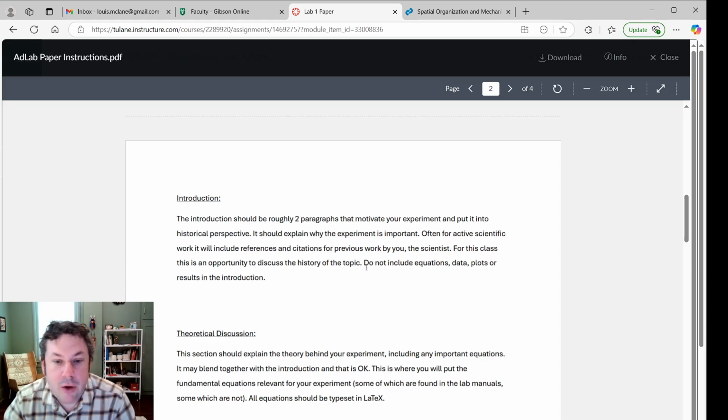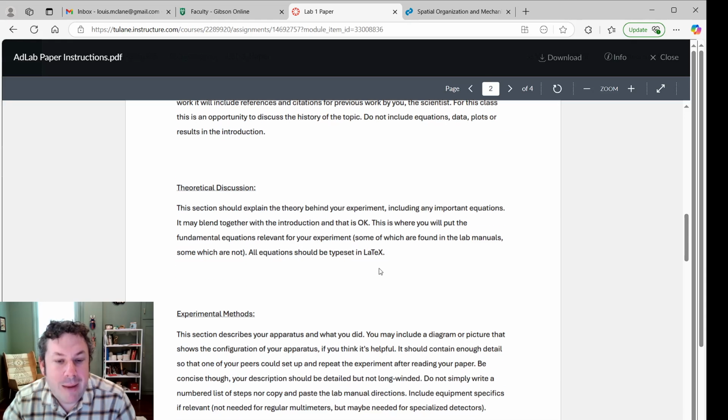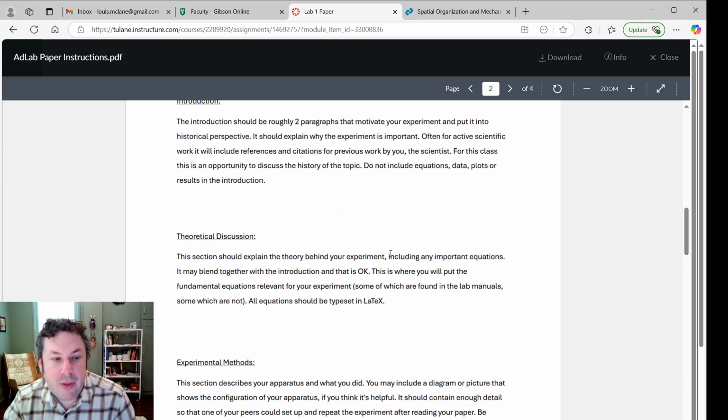You're not going to put really any equations or plots. You might put a figure in there if it's useful. I'll show you an example in a minute where you do that. After this comes the theoretical discussion. This might be blended with the introduction. You can think about the theory and the introduction of your paper together.